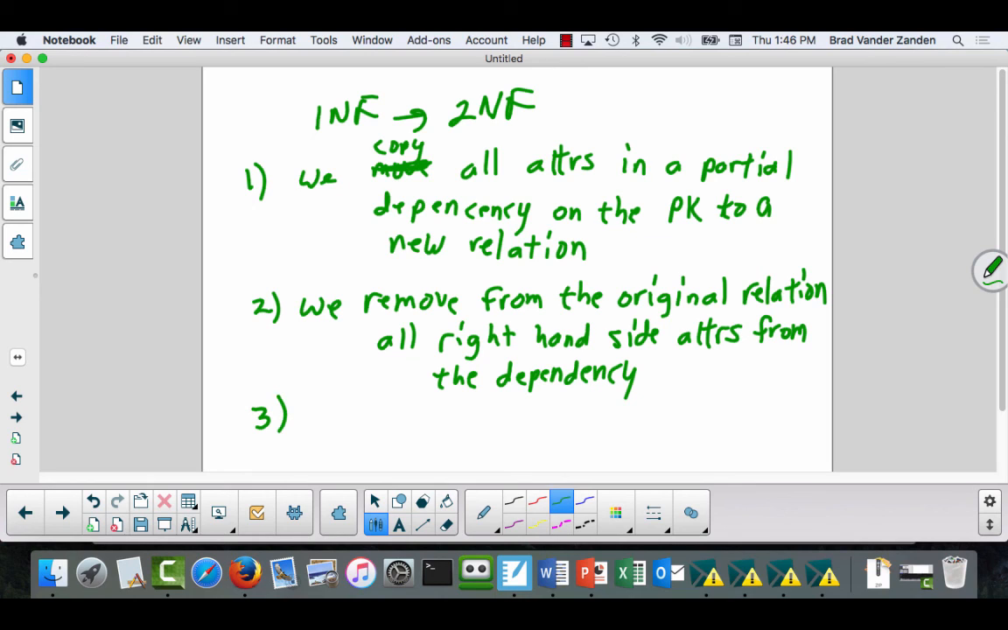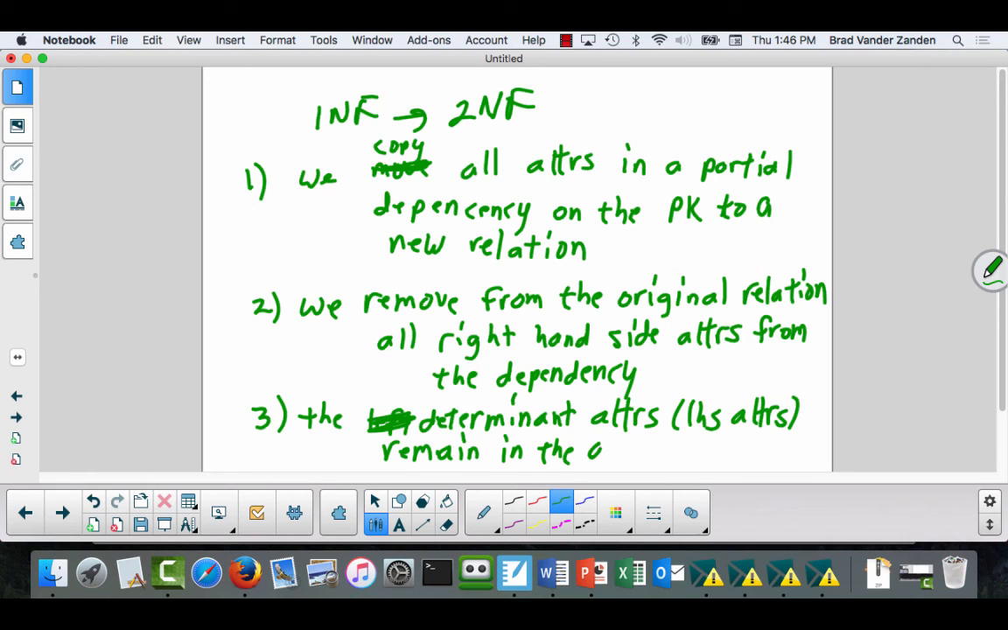And the left-hand side, or the determinant attributes, which are the left-hand side attributes, remain in the original relation as the foreign key, which I'm abbreviating as FK. So that's the partial dependency. Okay, so we do that for each partial dependency on the primary key.